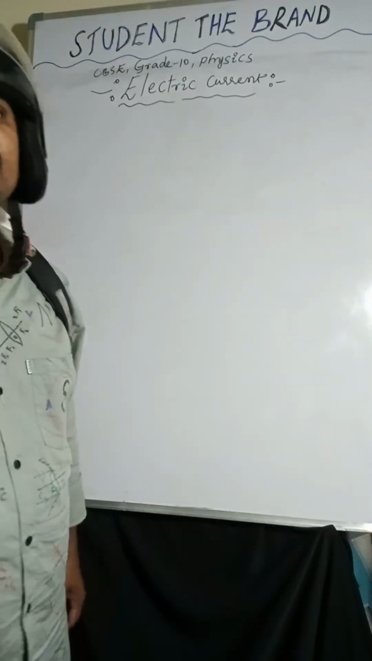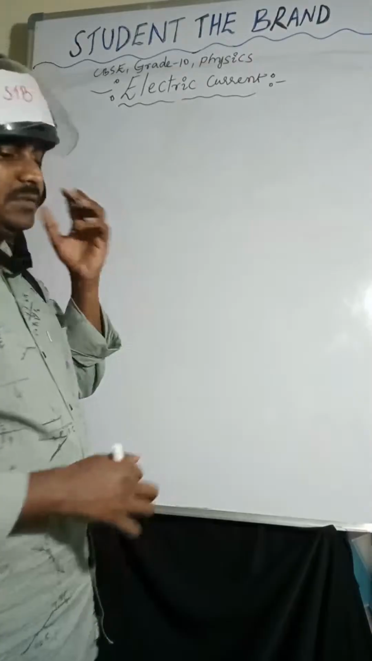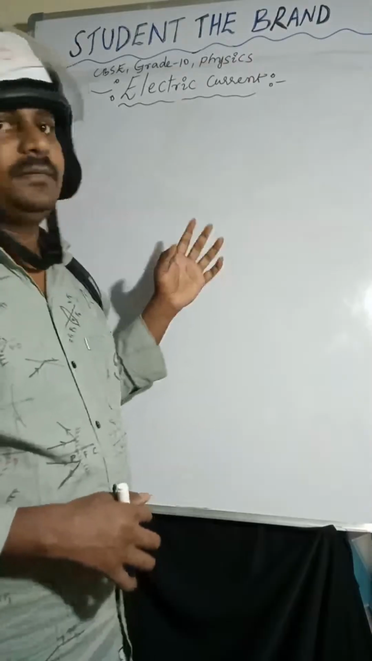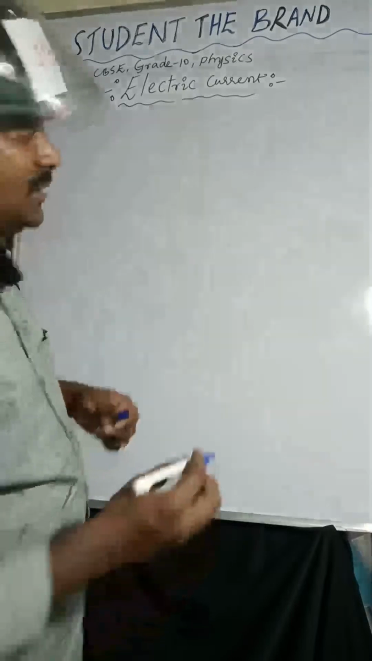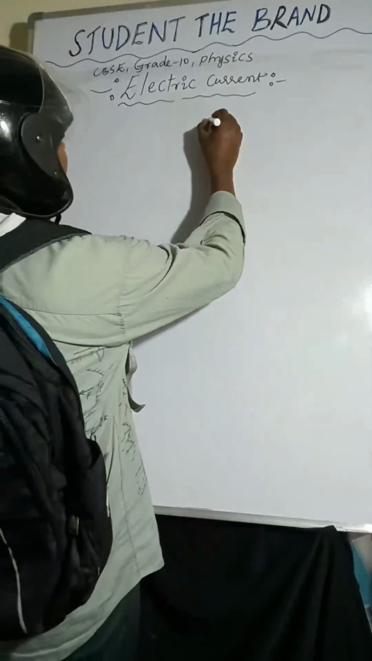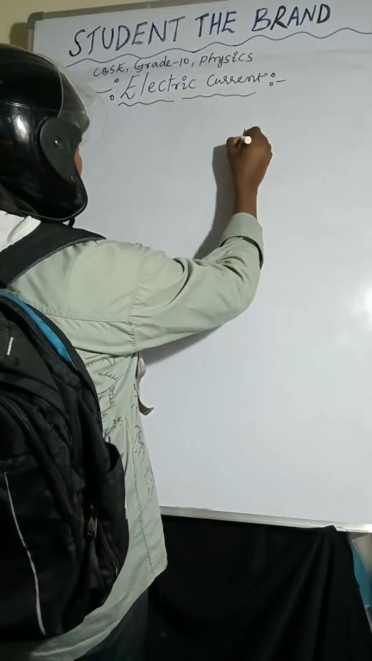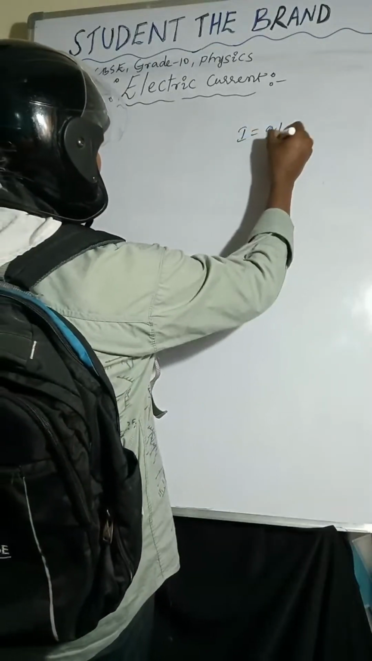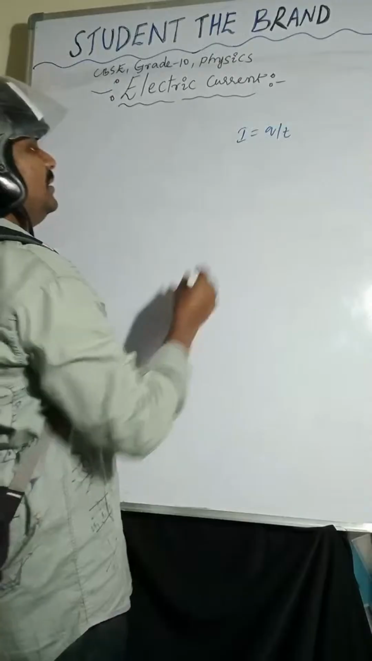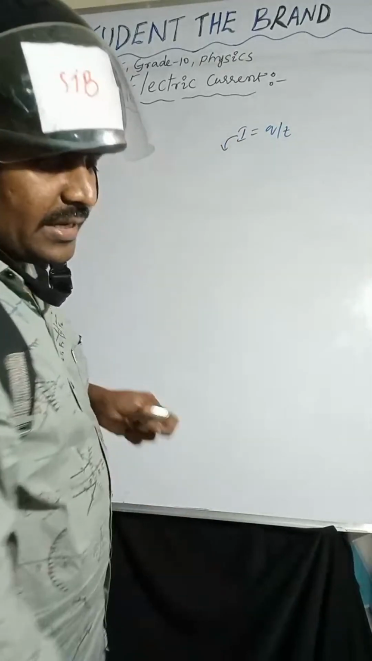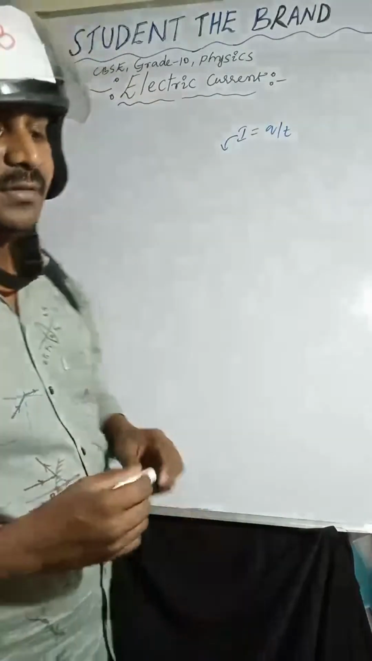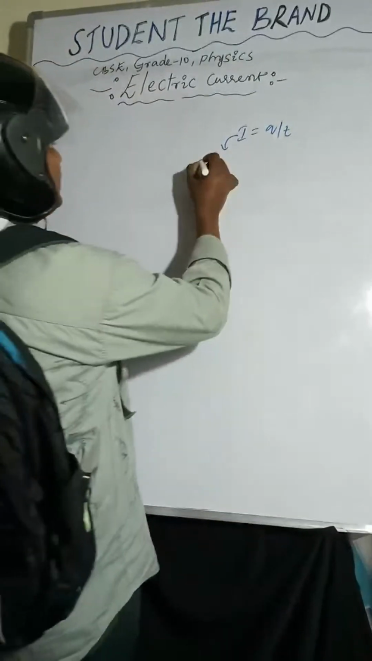We will discuss now the complete electric current. Electric current is nothing but I equal to Q by T. The SI unit of current is ampere.